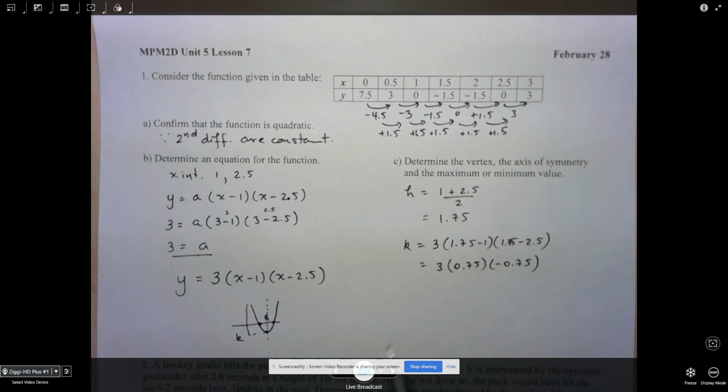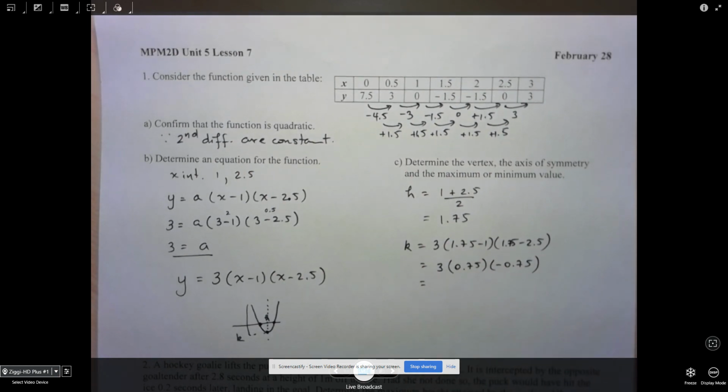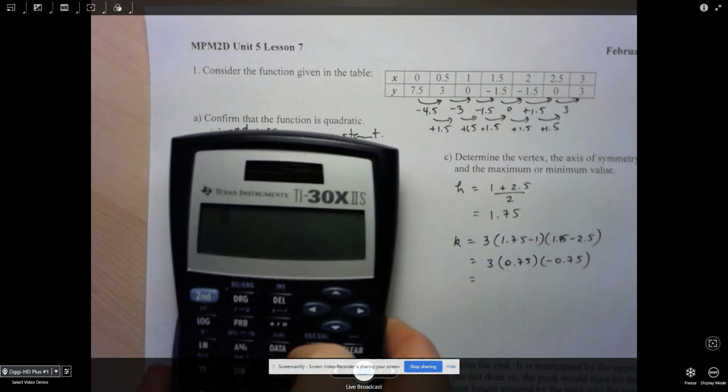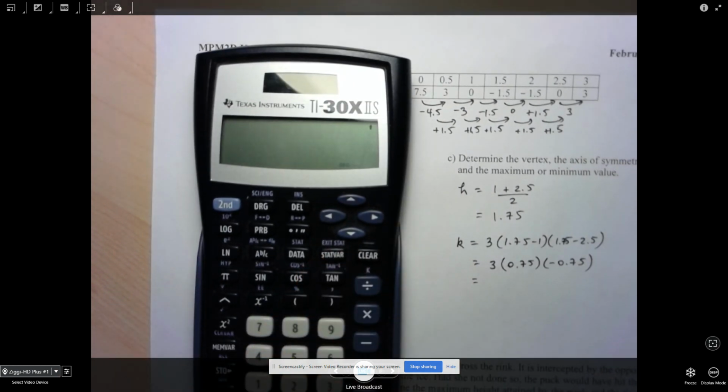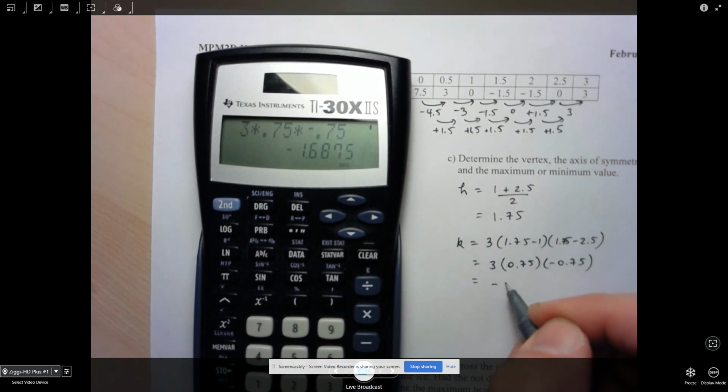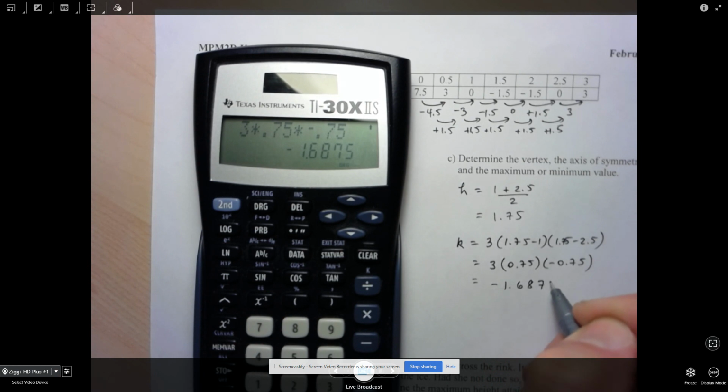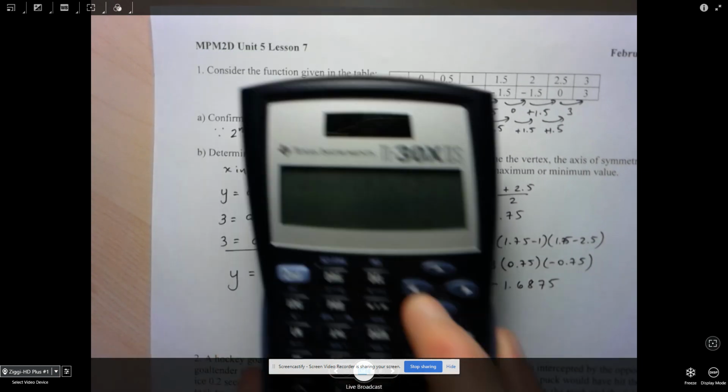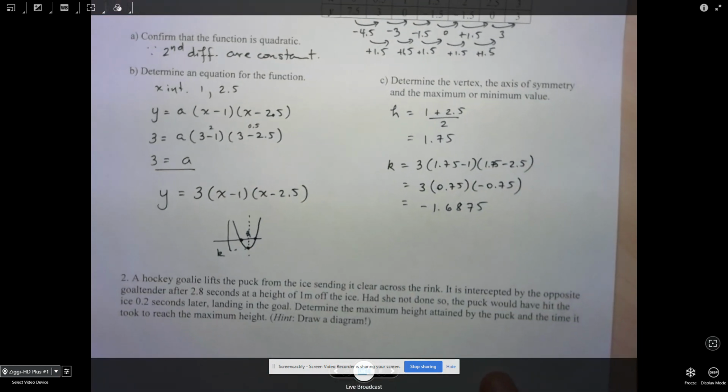All right. And this here, I don't think I'm going to do this one in my head. So let's get our trusty calculator. And we have 3 times 0.75 times negative 0.75. And so we have negative 1.6875. Okay, so now let's answer the questions that they're asking us.